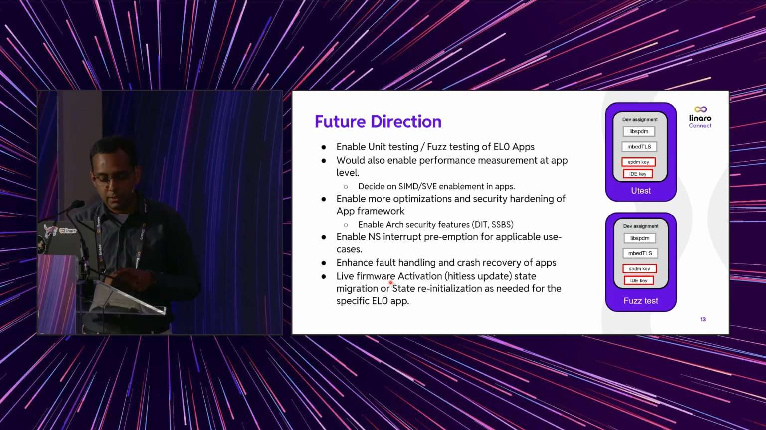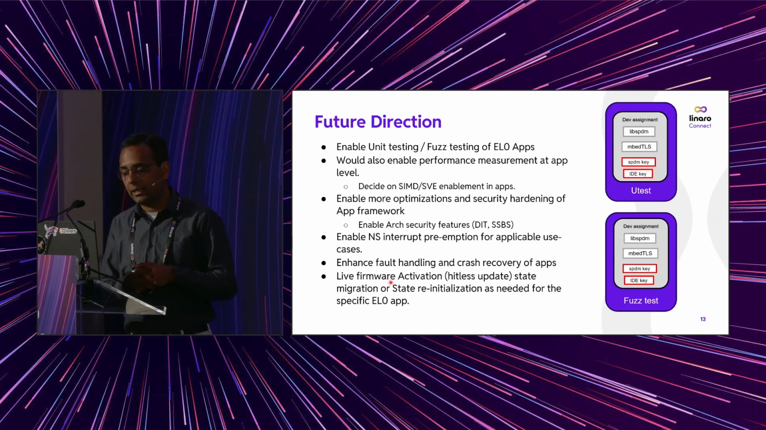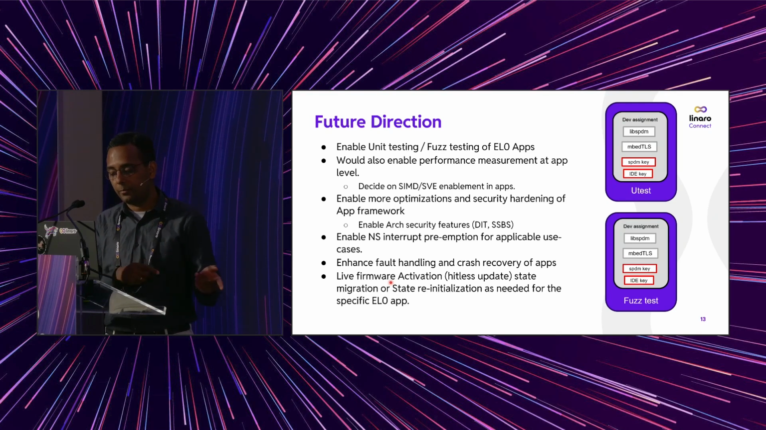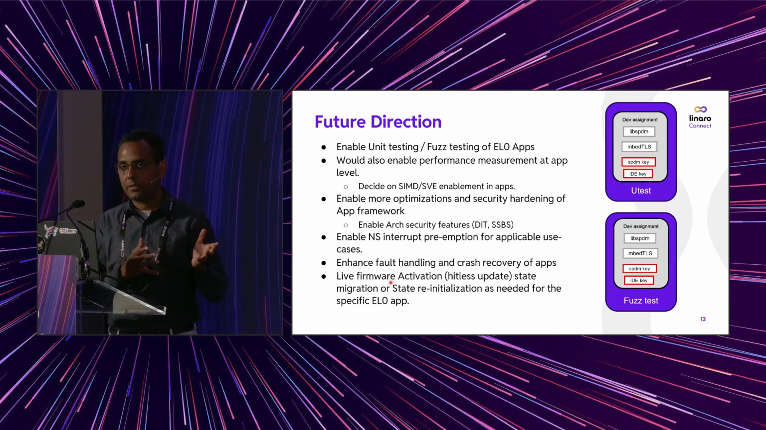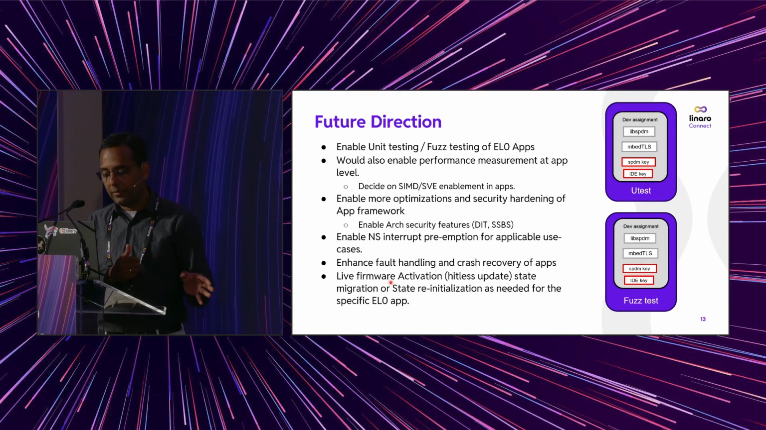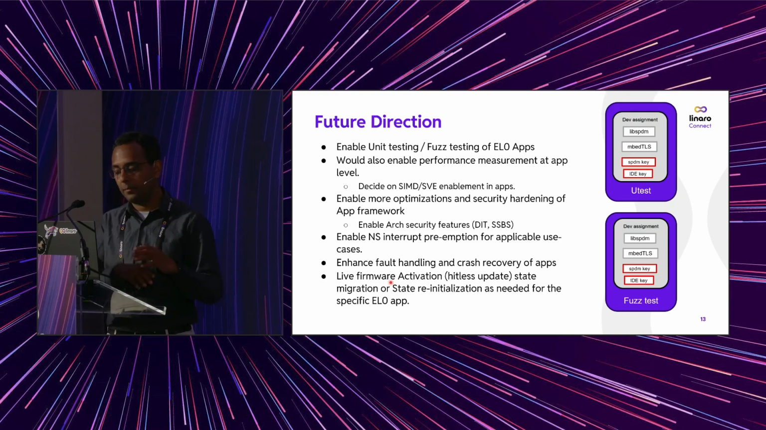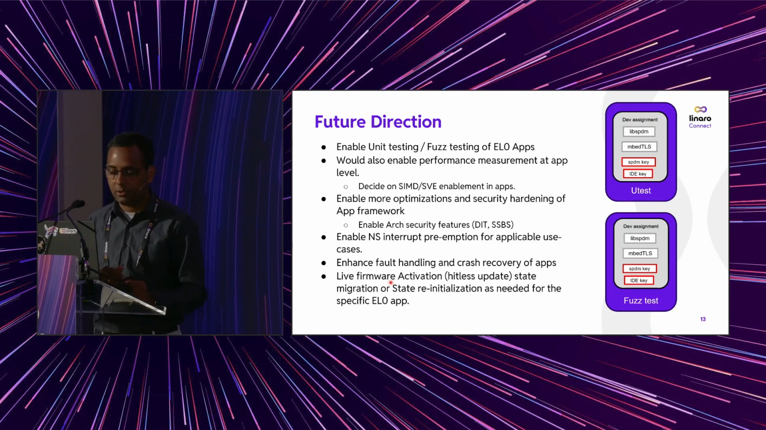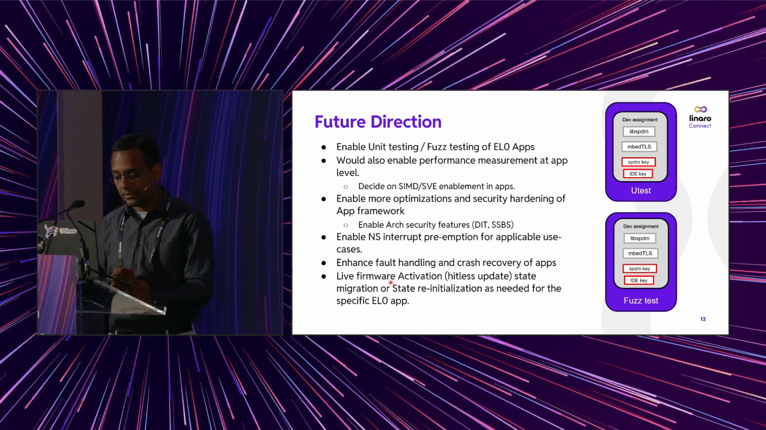It's also possible, because we have got the capability to yield, we can extend it to preemption as well. So currently RMM does not preempt if an interrupt is pending, but potentially with the app framework, if the EL0 app is running, we can allow an interrupt to preempt the app, come back to RMM, and then transition to the host to allow the host to handle the interrupt. Yeah, as I mentioned, the app framework enhances fault handling and crash recovery.